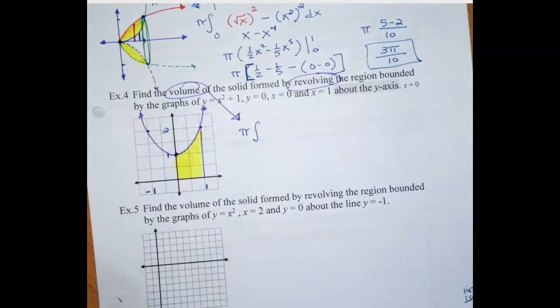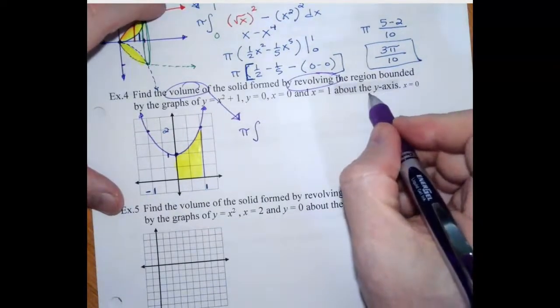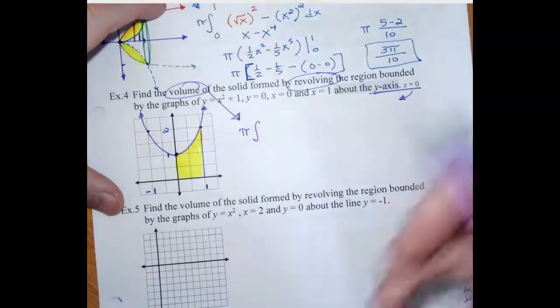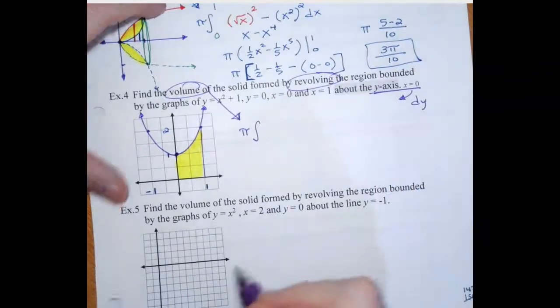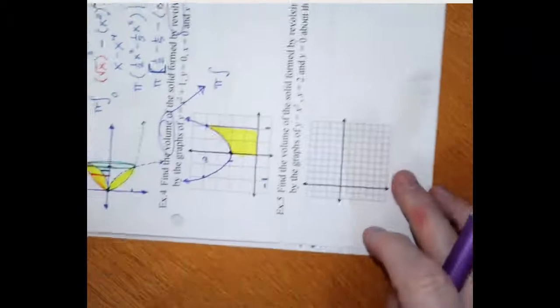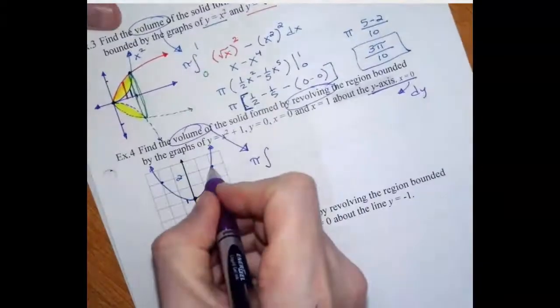The y-axis. Now, so here's a change. We're going around the y-axis, which is x equals 0. So the opposite of x is actually dy. So we're going to go on y here. We did one of those area between two curves on a y. So we're going to look at this. So we're revolving this around.